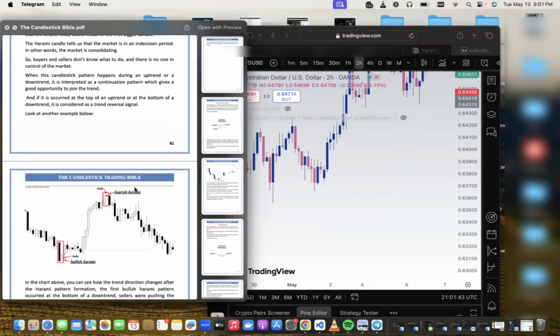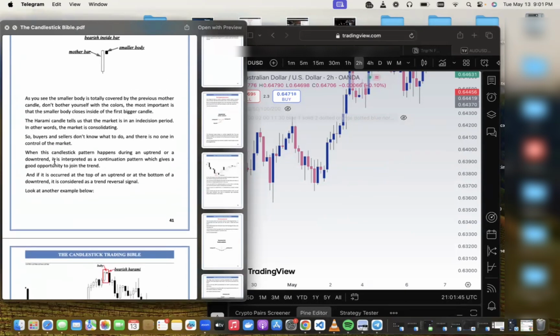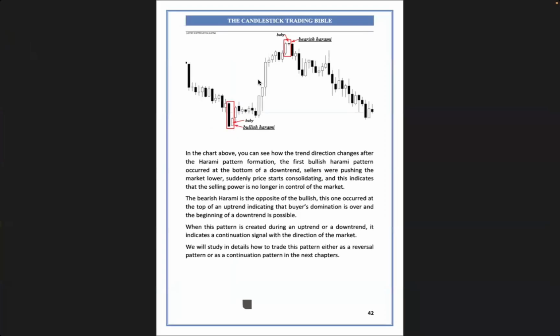So let's look at the examples in the book and then we'll go into the chart.